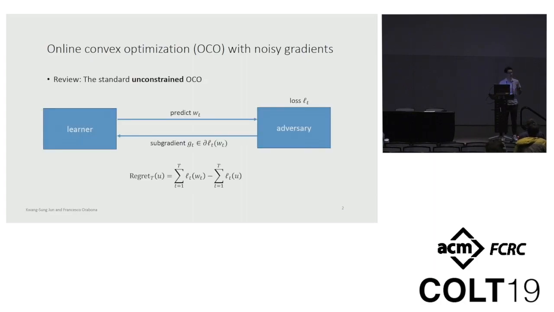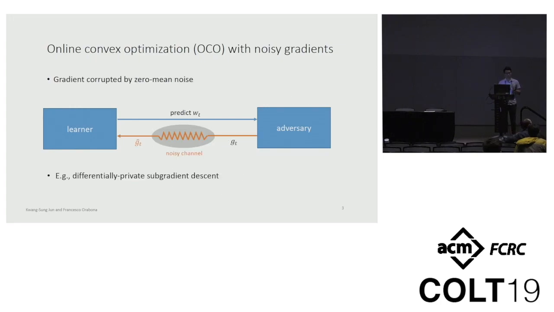We have a learner and an adversary. At time t, the adversary sets the loss function l_t, and the learner predicts w_t, suffers a loss, and then receives a subgradient. The learner hopes to suffer as little loss as possible. And we measure the performance by regret, which measures how far you are from a fixed competitor u in terms of loss. And here we don't impose any restriction on u. So this is called the unconstrained OCO problem.